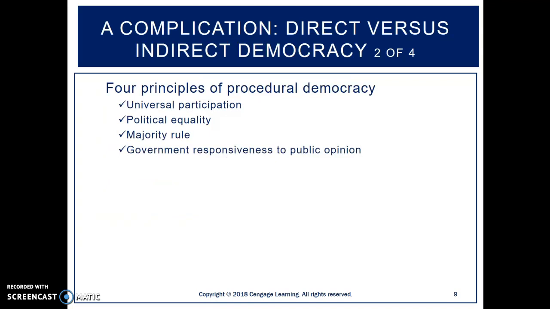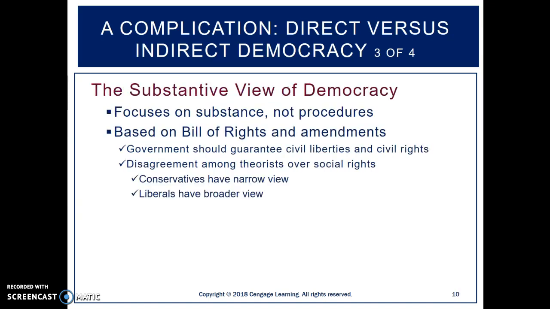So, in a procedural democracy, there are four basic principles: universal participation, political equality, majority rule, and then that government responsiveness to public opinion. But in a substantive view of democracy, again, we're not focusing on procedures, we're focusing on substance. That is, what makes up a government policy rather than how the policy is made.